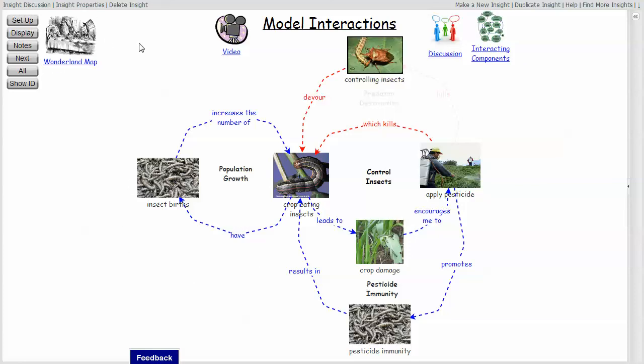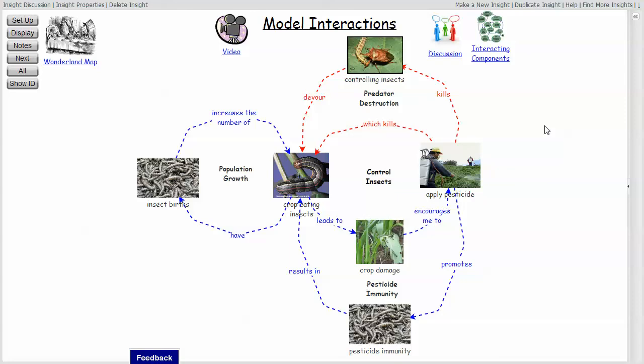Well, it turns out that there are in fact insects which devour the crop-eating insects. Though what I also find out is that when I apply pesticides, I kill some of those insects, so they don't devour as many crop-eating insects. And I've got another one of these sequences where crop-eating insects promote crop damage. I apply pesticide, which kills the controlling insects, which don't devour as many crop-eating insects. And I have another reinforcing cycle that moves me in the opposite direction that I want to go.